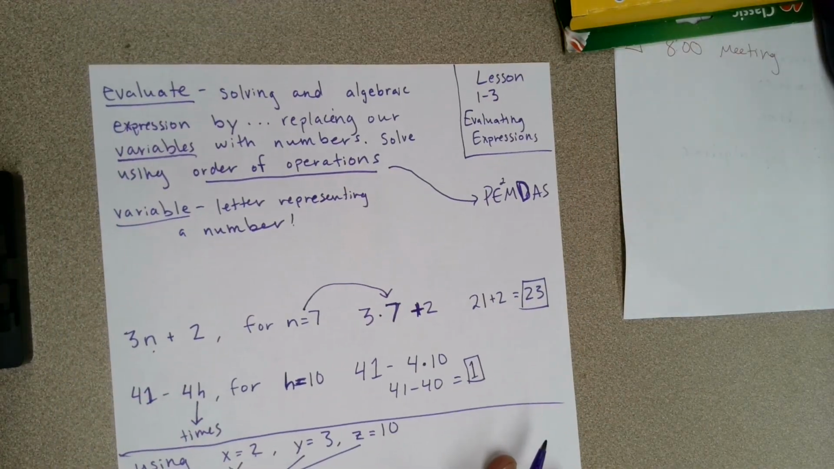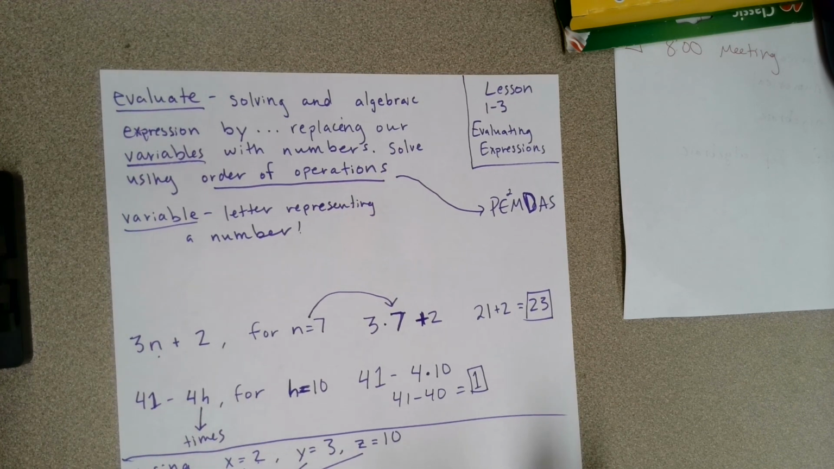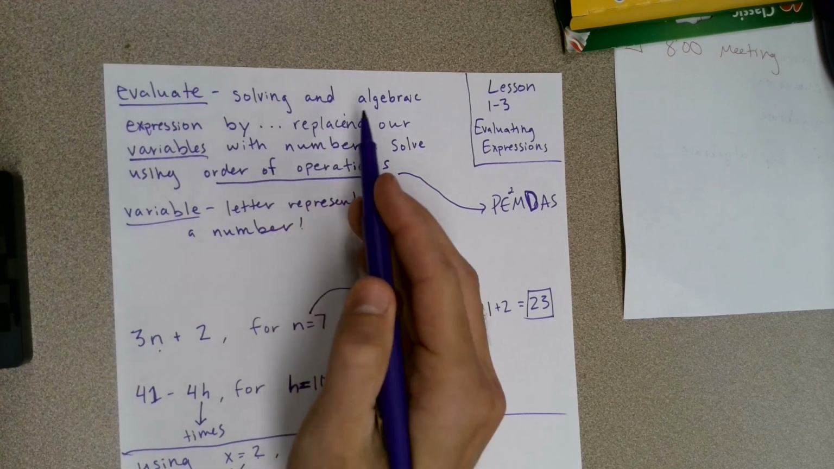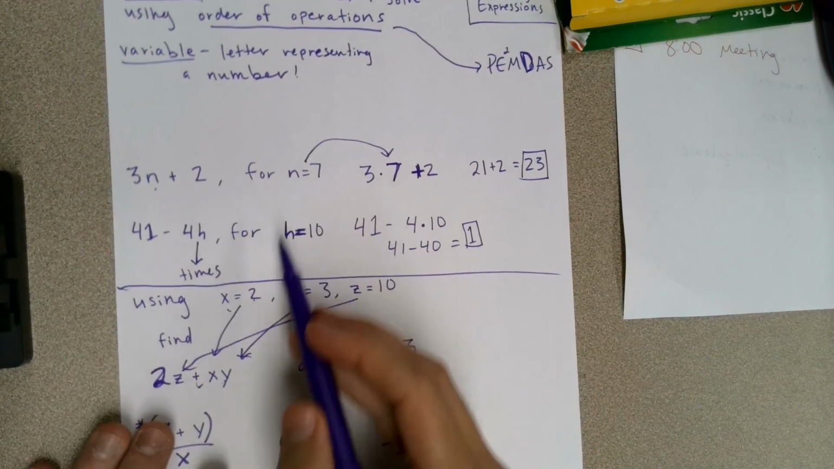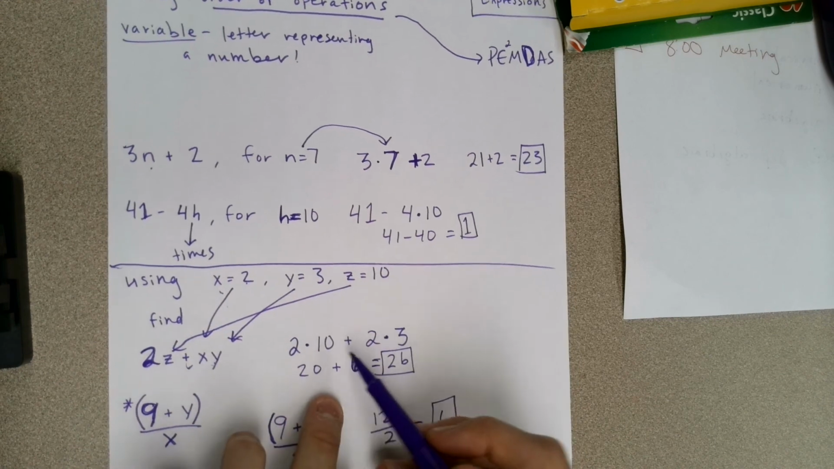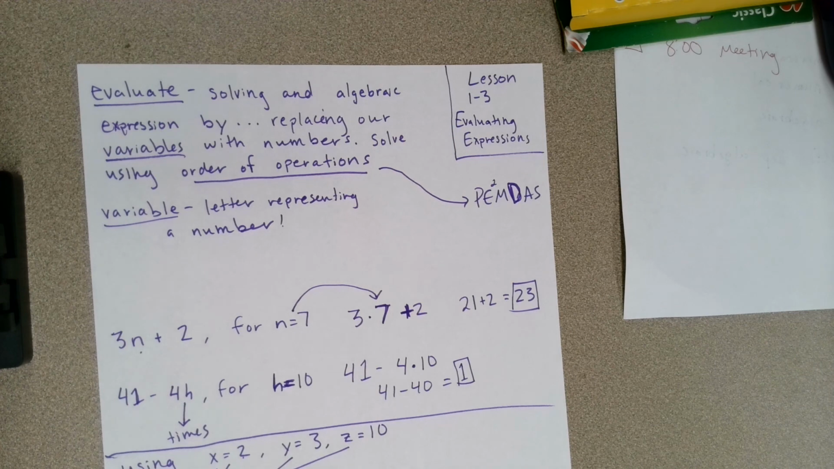All right. That's all there is to it. We just solved some expressions. We just evaluated some expressions by solving the algebraic expression by replacing variables. We replaced those variables. The n, the x, the y, the z. Those were our variables. We replaced them, plugged in our numbers, and we solved some math. We got this. Keep up the good work.